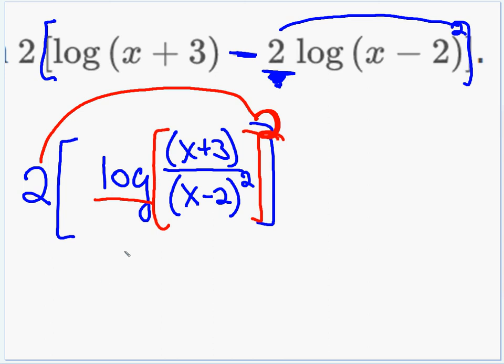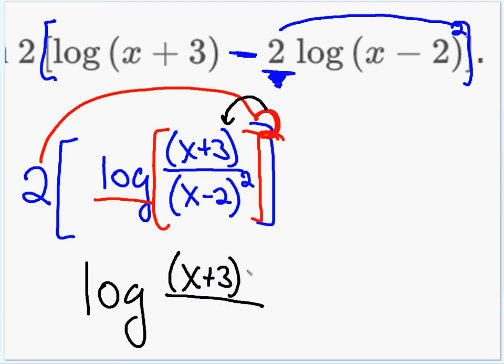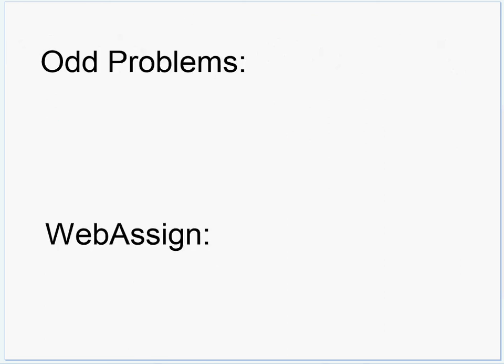But let's say you're taking a SAT test or something, and maybe the answer would look a little more like this. Log of, we could distribute the squared to the numerator, so we would square the x plus 3 quantity. And then we would also distribute to the denominator that was already squared, so squared times squared is 4th power. X minus 2 to the 4th power. And there's our final answer, fully condensed. Again, we'll do some odds in class and then some WebAssign, and I'll see you in the next video.